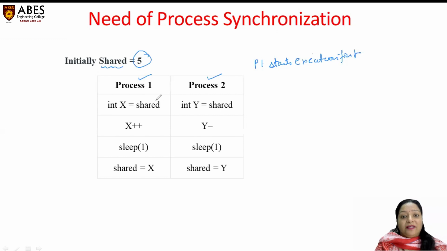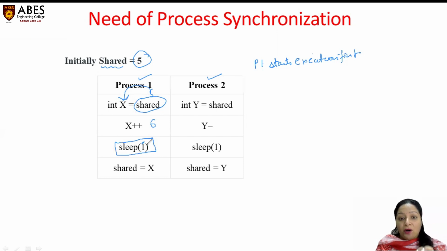Firstly, the value of the shared variable, 5, will be saved to the local variable x, which is of integer type. And in the second instruction, the value of x is getting incremented by 1. So here the value will become 6. Now the process P1 executes the sleep instruction. Sleep instruction means the process P1 is going to halt its execution for 1 second.